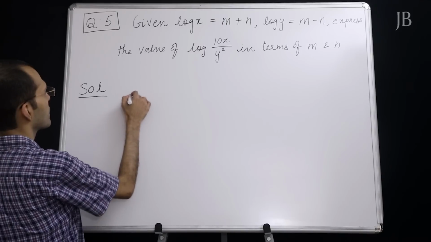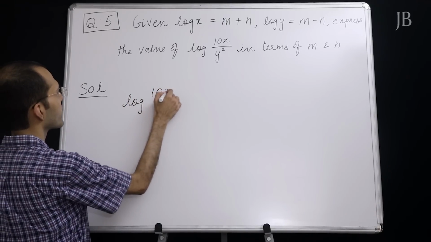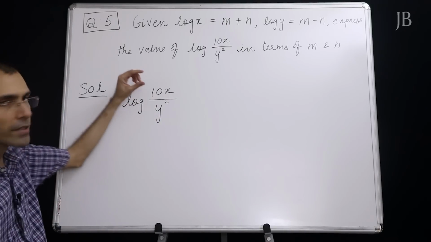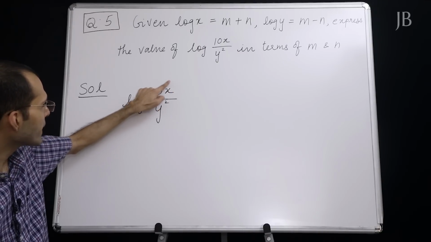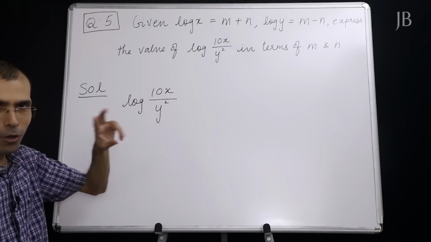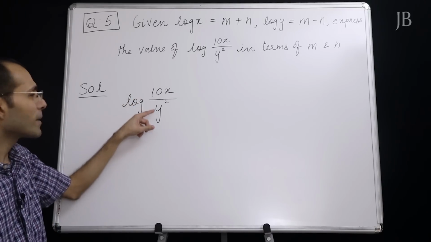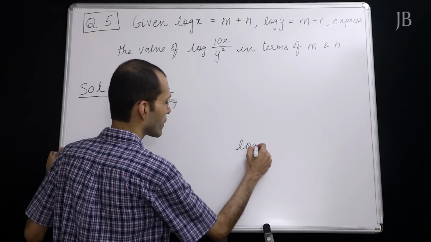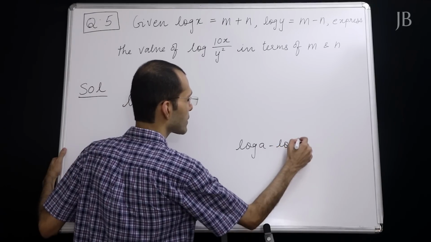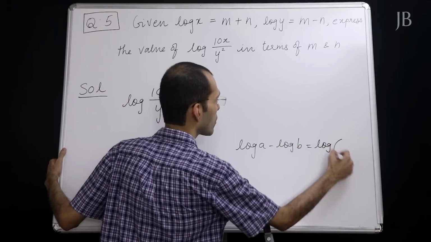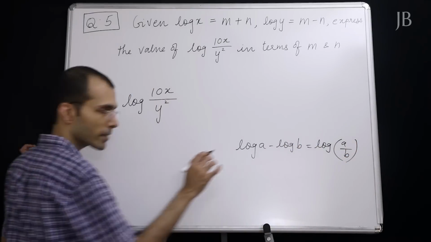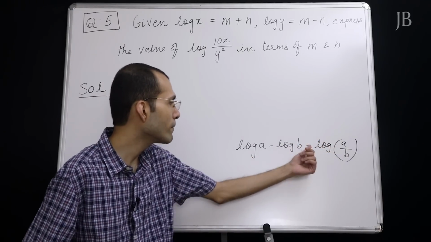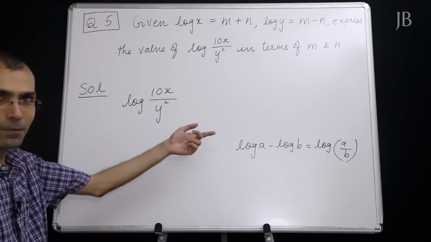Now start with this log of 10x upon y square. Use power of observation. This will be log of a by b. You recollect something? Log a minus log b. We'll write here for the benefit of all. Log a minus log b is log of a upon b. This you are aware of, right? So the reverse is also true. Log of a by b will be log a minus log b. That is what is being used here.